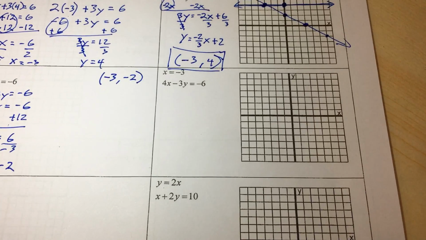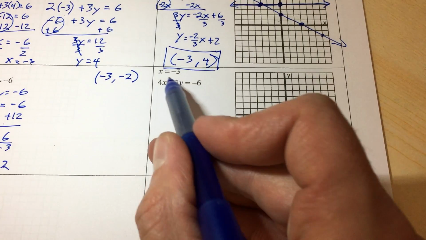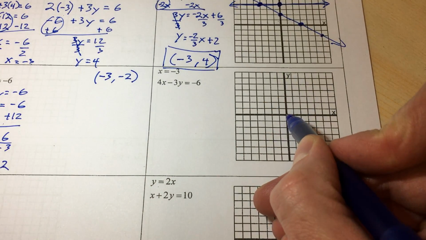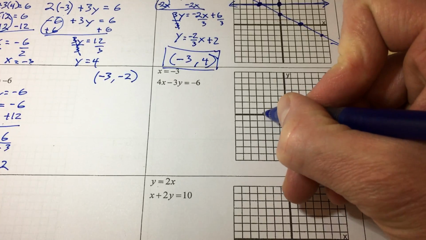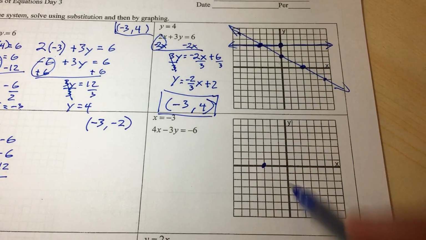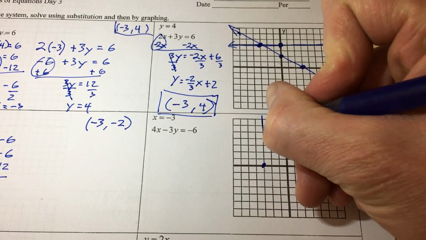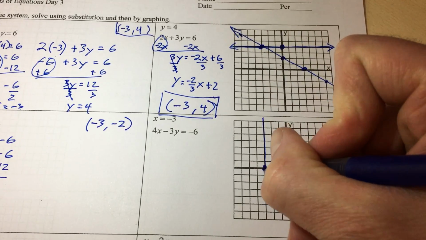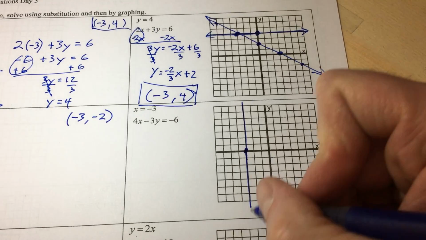Okay, we're going to come over to our problem. We're going to graph our problem. I'm going to go find x is -3, so I'm going to count over on the x-axis to -3. And if y on our first one was going side to side, going horizontally, x is going to be going vertically because it's x equals -3. So we're going to draw our line going up and down.